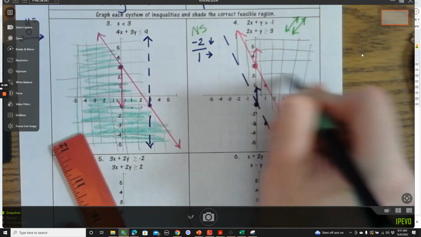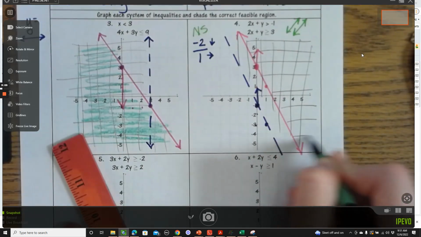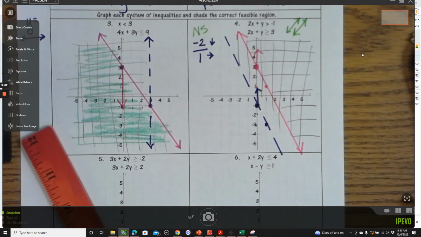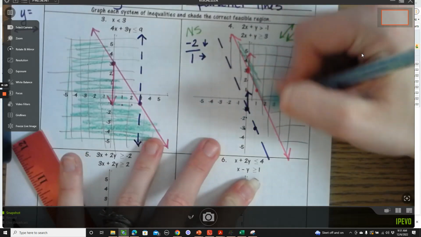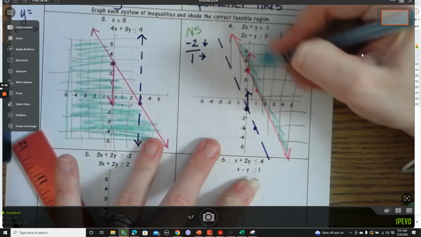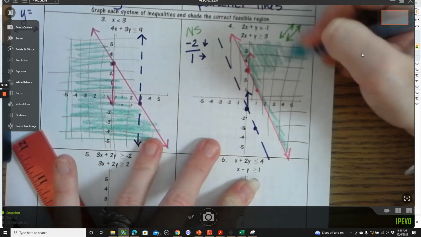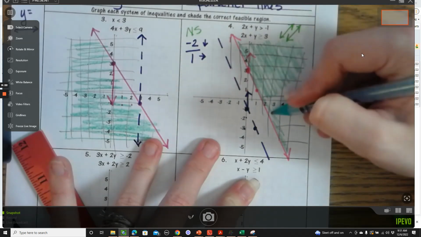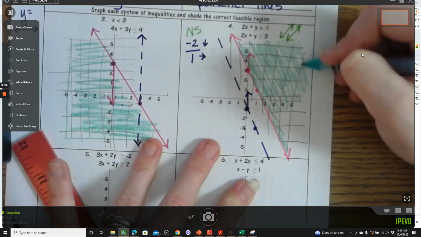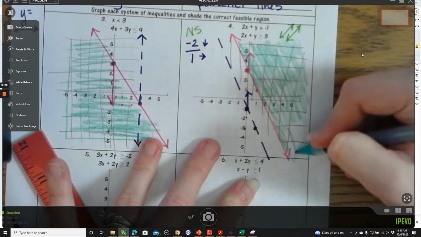So if this had been a system of equations, no solution, they never cross. But since it's a system of inequalities, it does have a solution. Everything above that pink line, because everything above the blue line is a solution to the blue line, which means the pink line is a solution to the blue line.